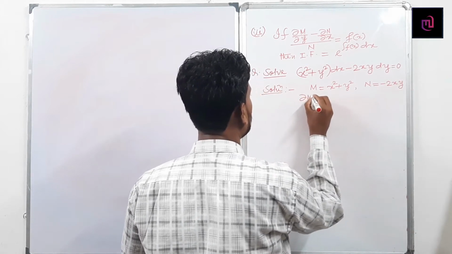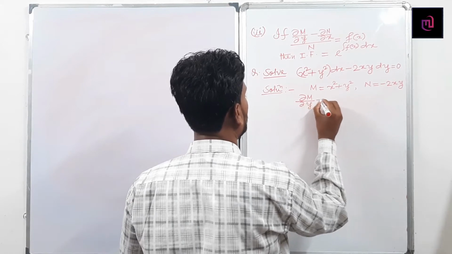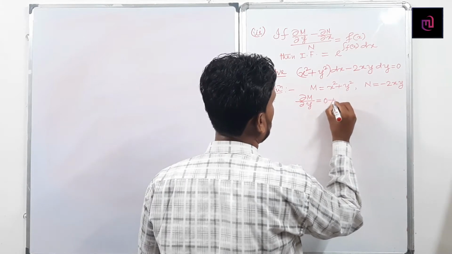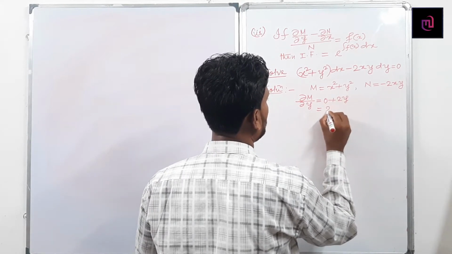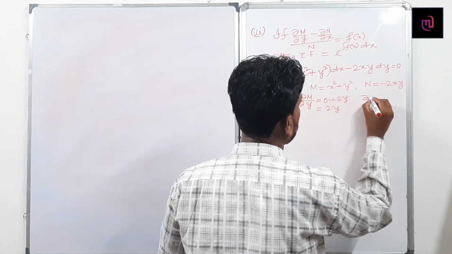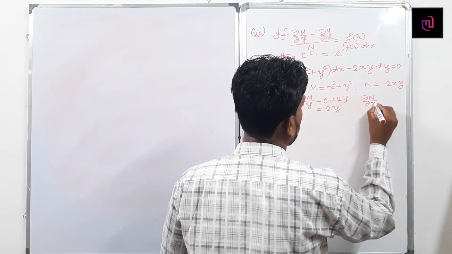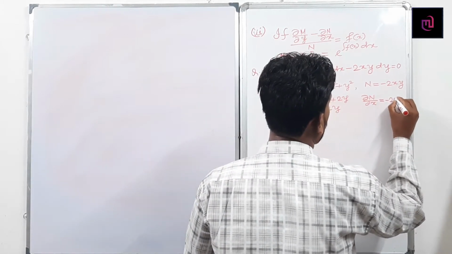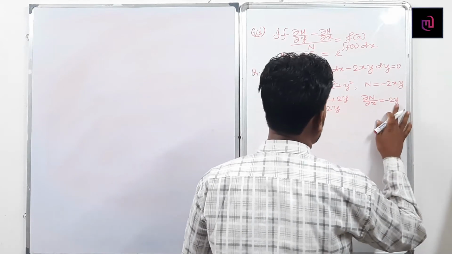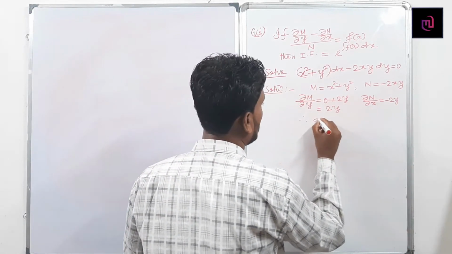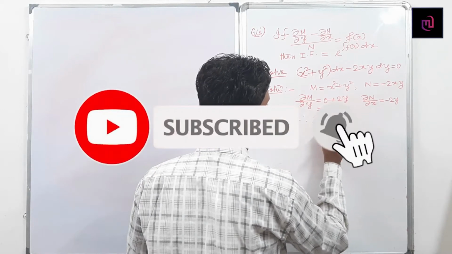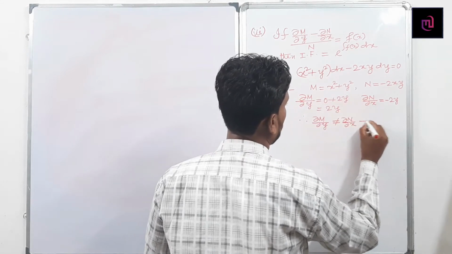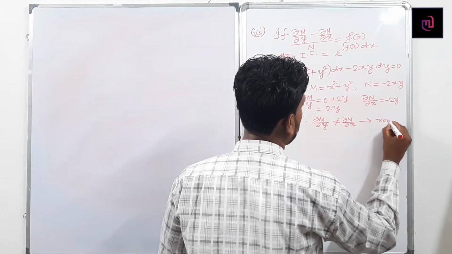So taking the partial derivative with respect to y, del M by del y: whenever you take the partial derivative with respect to y, x is constant, so this term becomes 0 plus 2y. So finally you can write 2y. And in this case del N by del x: when we take the partial derivative with respect to x, y will remain constant, so minus 2y into del by del x of x, so it becomes minus 2y. So finally del M by del y is not equal to del N by del x, which indicates non-exact.